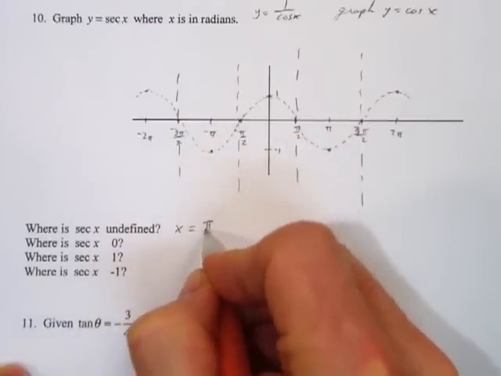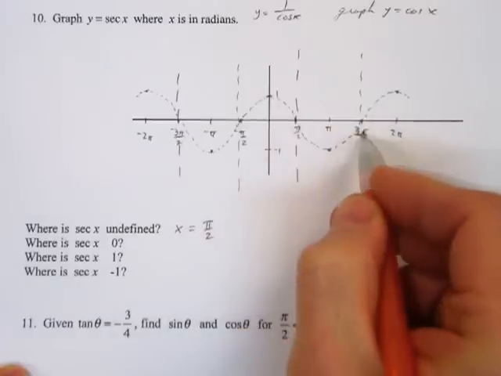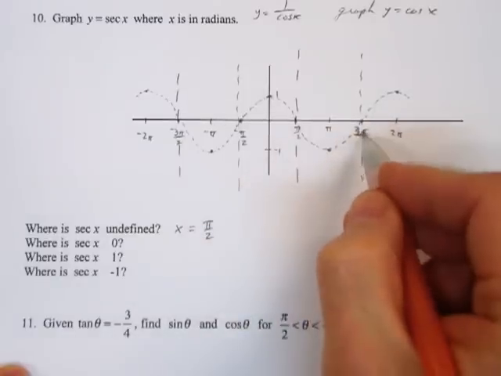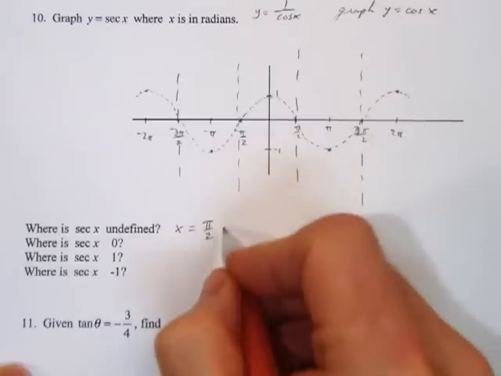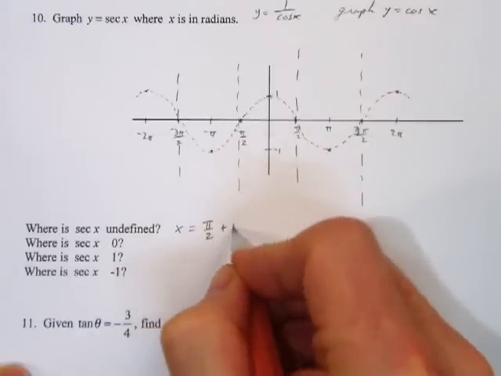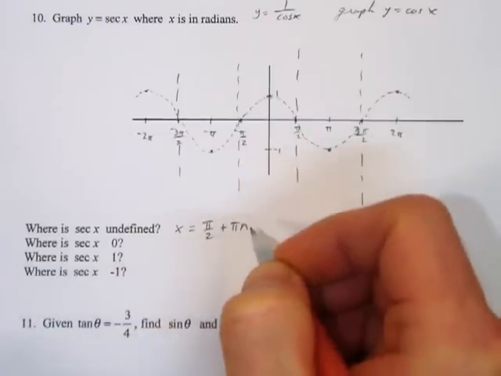We can start with the pi over 2. If we add pi, we get this next one. If we add pi again, we'll get 5 pi over 2. So it's pi over 2 plus pi n.